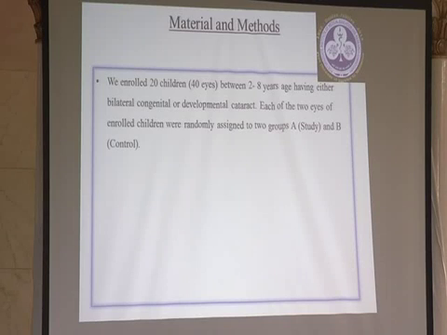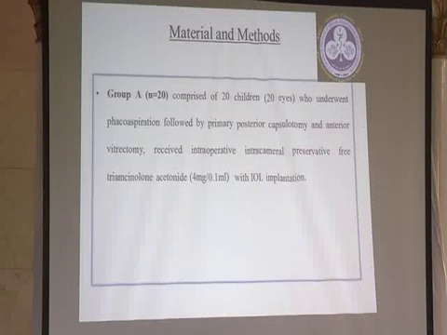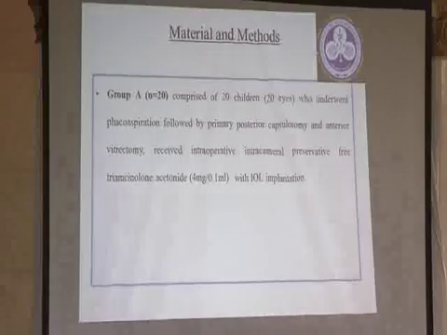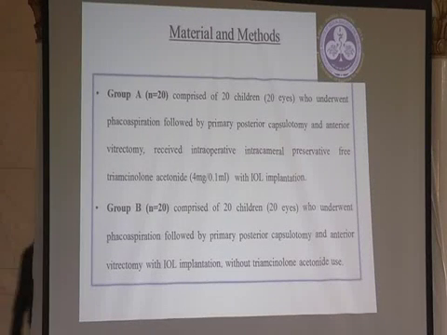Methods: we enrolled 20 children between 2 to 8 years of age having either bilateral congenital or developmental cataract. Each of the 2 eyes was randomly assigned to either the study group or the control group. Group A comprised 20 eyes that underwent phacoaspiration followed by PPC plus anterior vitrectomy, receiving intraoperative intracameral triamcinolone 4 mg in 0.1 ml with IOL implantation. In group B, we did the same procedure except we did not use intraoperative triamcinolone acetonide.